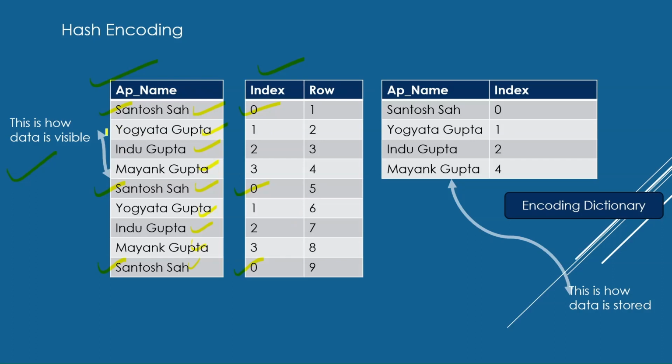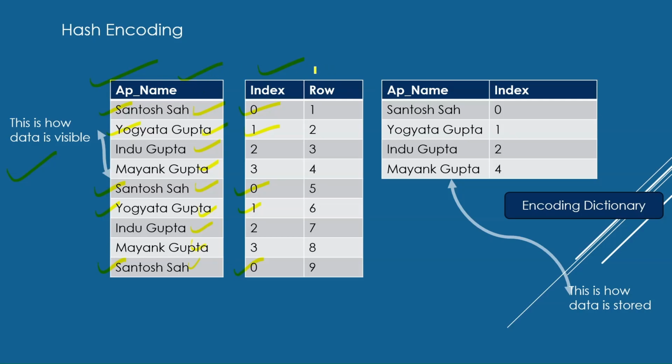So suppose there is a Yogita Gupta. How many times does Yogita Gupta appear in this table? Twice, this one and this one. So Yogita Gupta is identified by which index number? That is 1. So here is 1 and here is 1. That's why this index table gets created. It assigns one index value to each unique element present in this column.